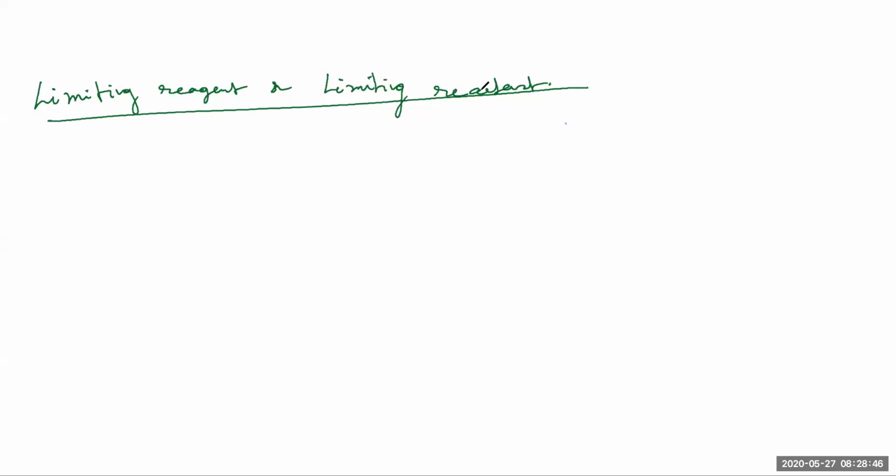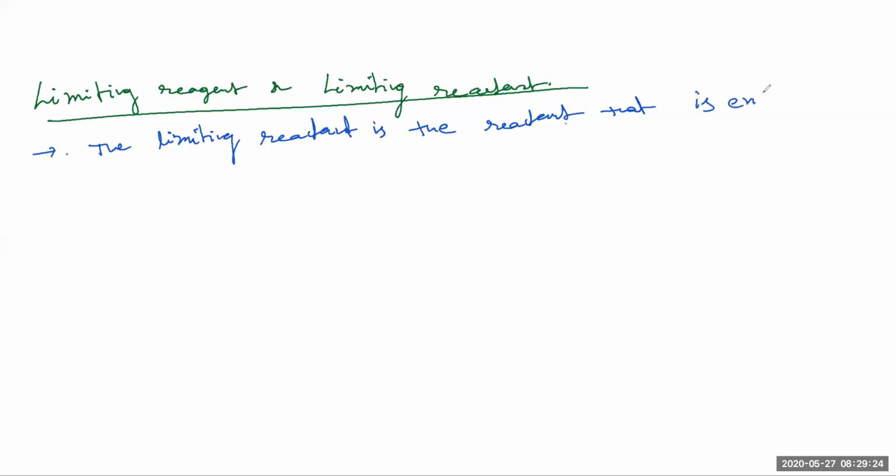Some points you can write. First one: the limiting reactant or reagent is the reactant that is entirely consumed when the reaction goes to completion.